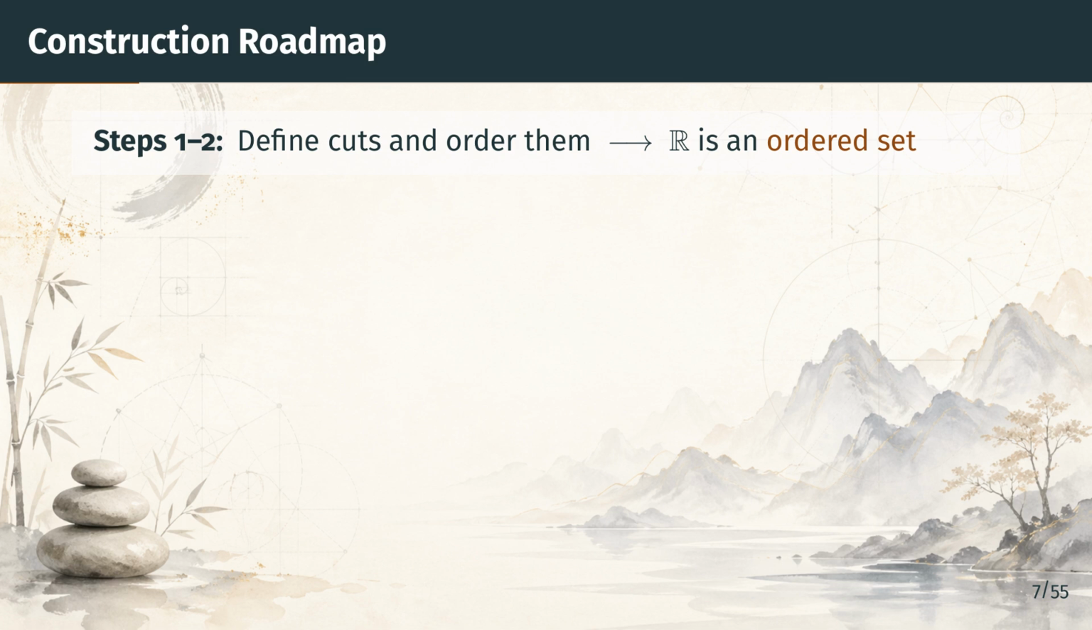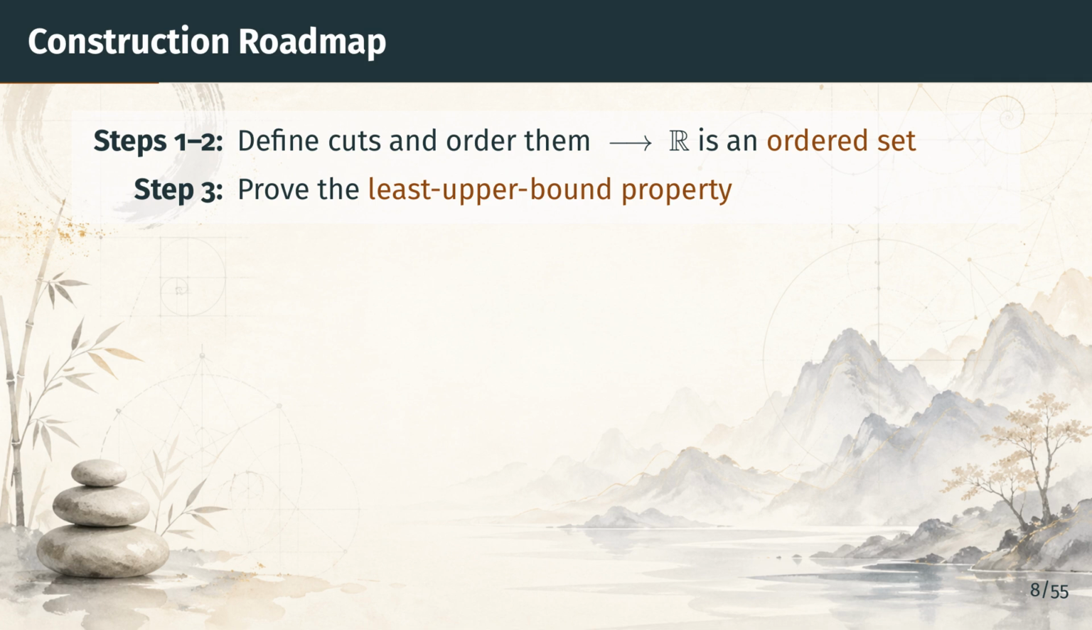The construction proceeds in 9 steps. In the first 2 steps, we define what a cut is and how to compare 2 cuts. This gives us an ordered set. Next comes the key property. Step 3 is the heart of the construction. We show that the ordered set of cuts has the least upper bound property. This is the whole reason we use cuts. They are designed to fill the gaps in the rationals, but an ordered set is not yet a field.